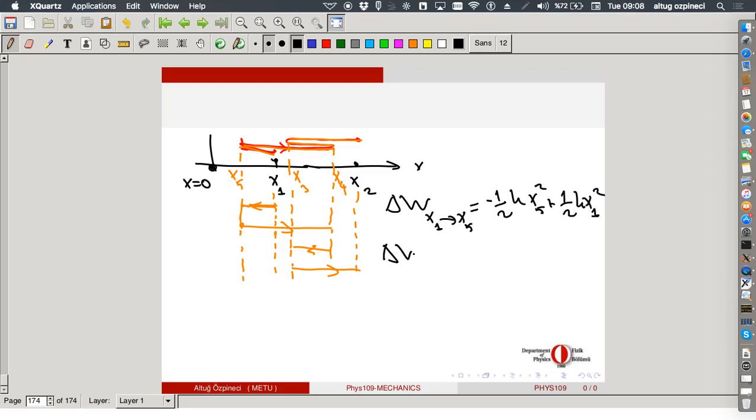Now let's calculate the work done as I go from x5 to x4. What is the work?